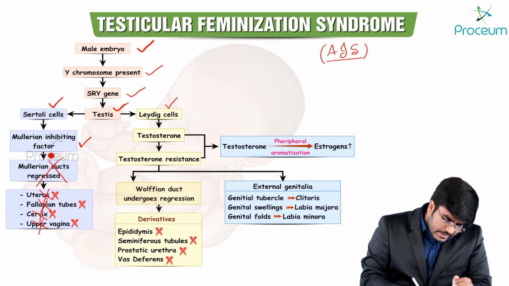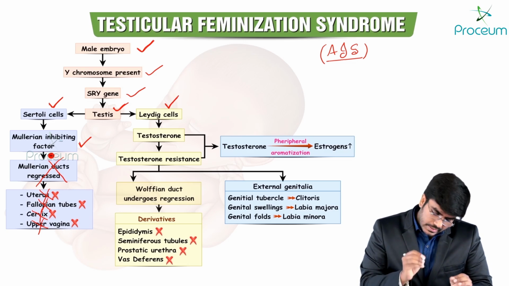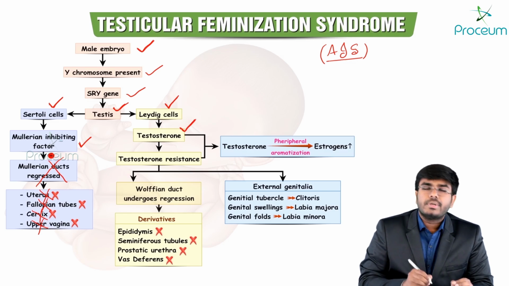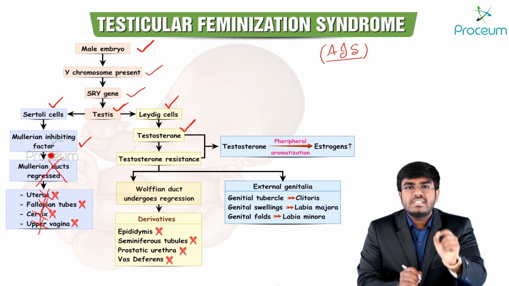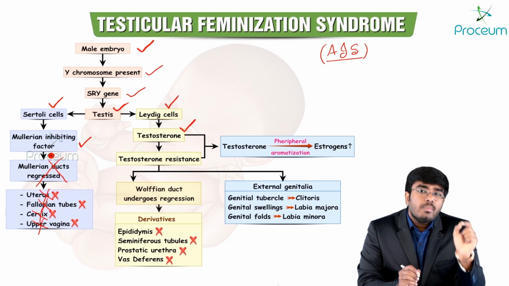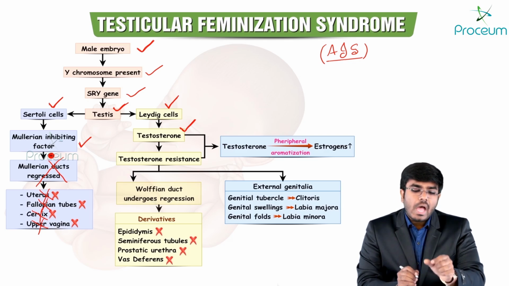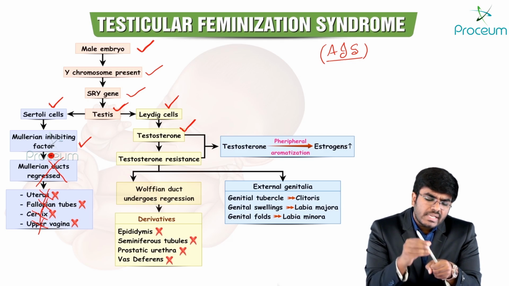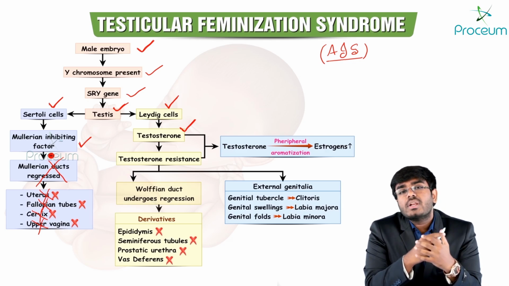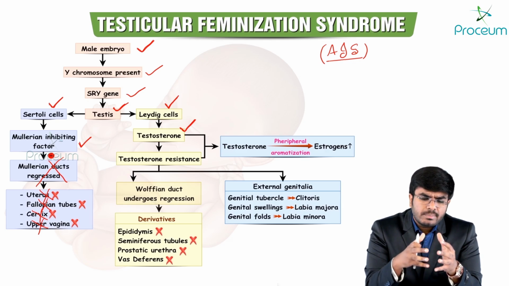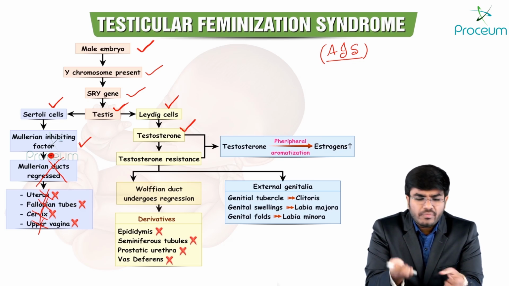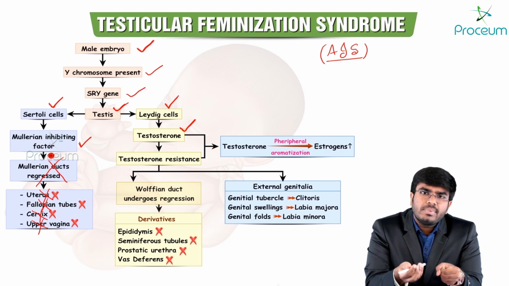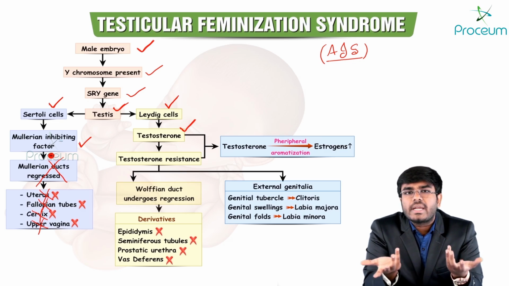See, the Leydig cells present in this testis are making testosterone. Okay, well and good. Now this testosterone is non-functional. This testosterone is unable to act on the receptors, or I should say it is unable to stimulate the testosterone receptors. So it just looks like a condition where there is no testosterone. If it is unable to stimulate the receptors, then what is the use of this testosterone? It simply looks like there is no testosterone at all.